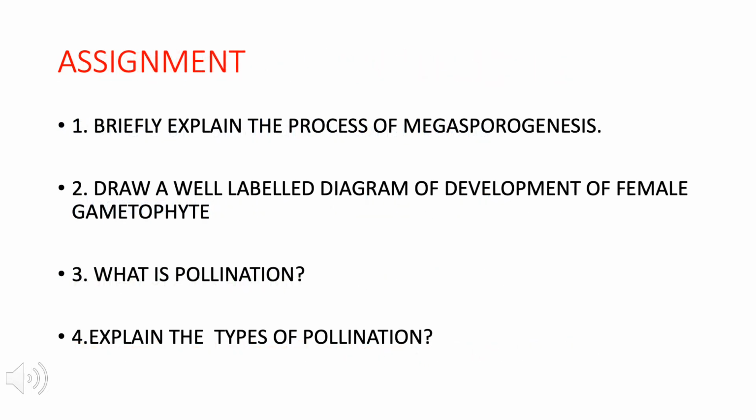So students, till now you must be clear with the process of megasporogenesis, how the formation of the female gametophyte takes place, and also we have studied pollination, the types of pollination, and the agents of pollination. So please go through the female gametophyte development process and thoroughly practice the diagram, because that is a very important diagram from the exam point of view. Please do the assignment. Thank you.